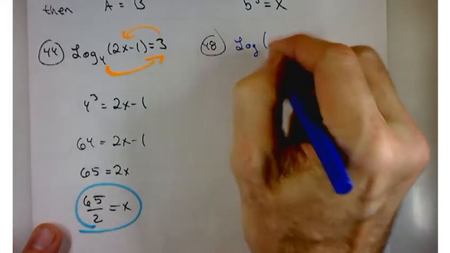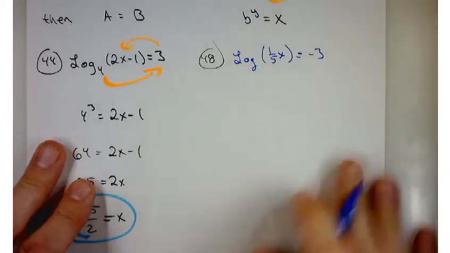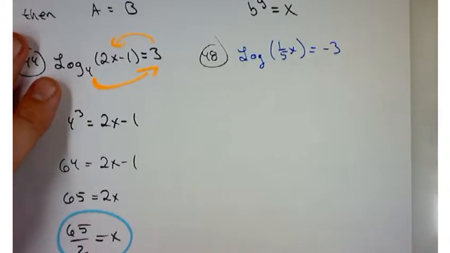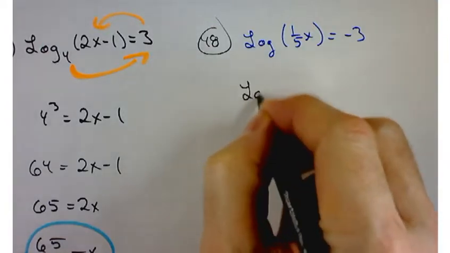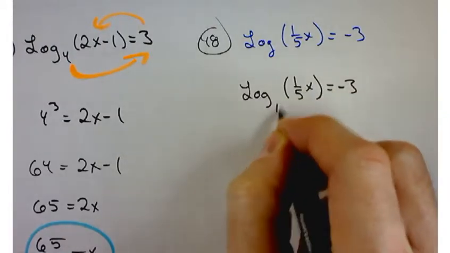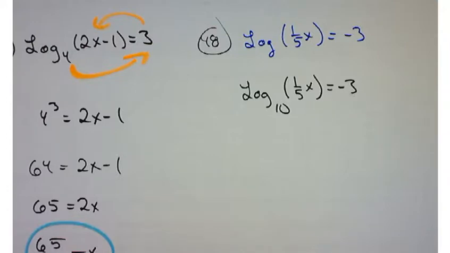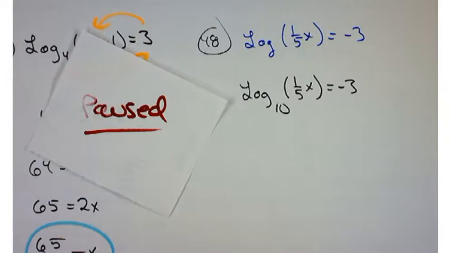Log of 1/5 x equals -3. Method 1 or method 2? Method 2. Good job. Now, it's not really written, but what base is understood to be here? 10. So see if you can't rewrite this using exponents. We're going to solve it. We're actually going to try and come up with a fraction. Let's see if you can't rewrite it using exponents first.